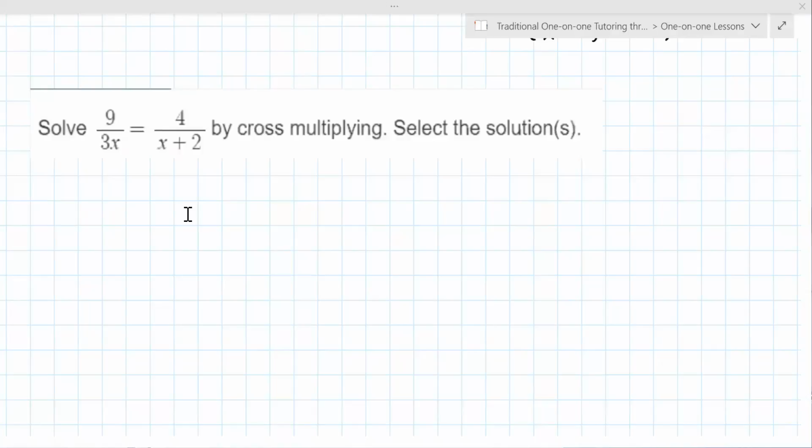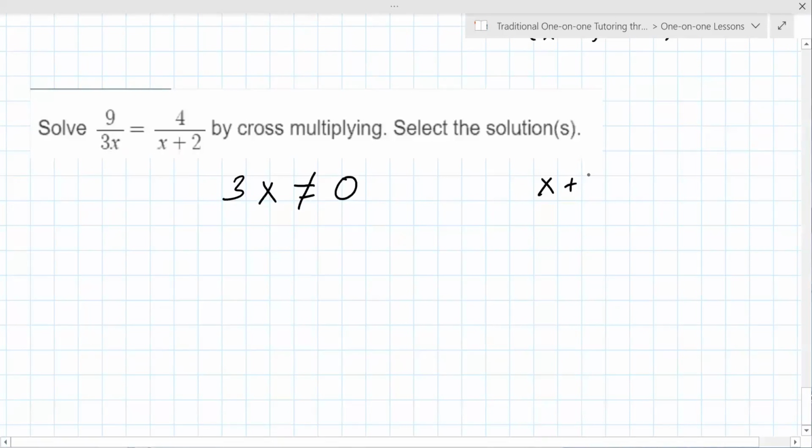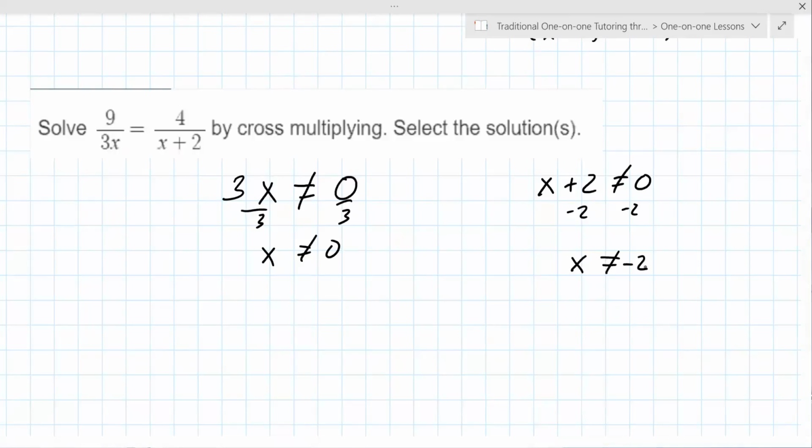So the first thing here is you actually have to say what x cannot equal, and x cannot equal whatever makes the bottoms zero. So 3x cannot equal 0, and x plus 2 cannot equal 0. So x cannot equal 0 because you divide both sides by 3. And when you subtract 2, x cannot equal -2. So these cannot be the solutions. Even if you solve it and you get this, this cannot work.